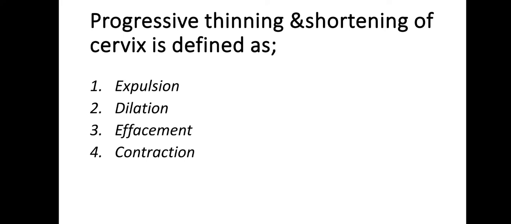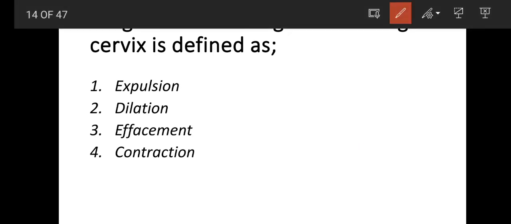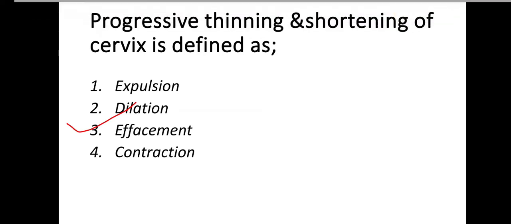Next question. It's a direct question only. Progressive thinning and shortening of cervix is defined as. Options: expulsion, dilation, effacement and contraction. Progressive thinning and shortening of cervix is defined as cervical effacement.